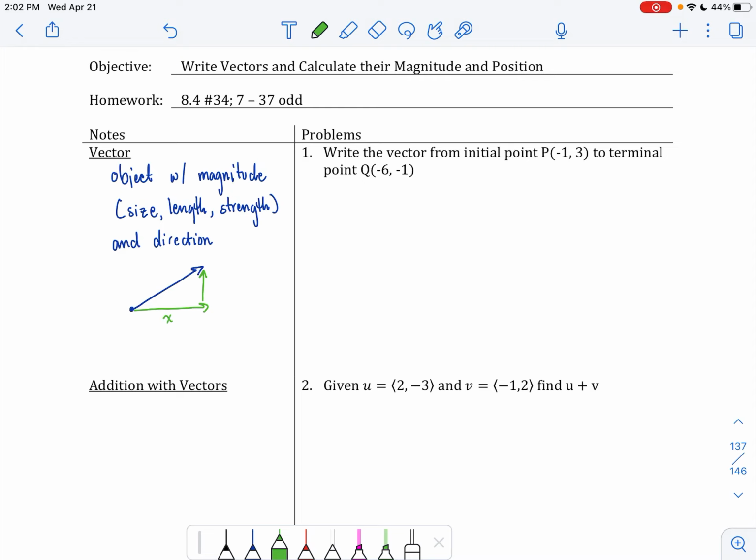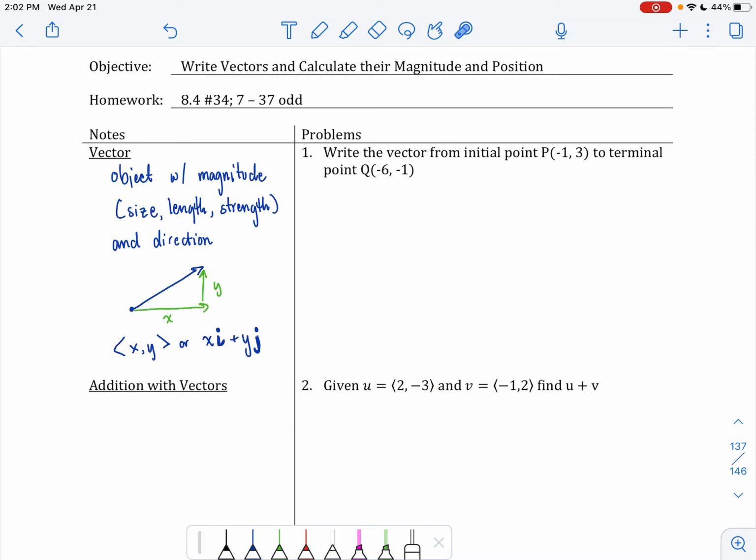If this has a length x and this has a length y, you could write the vector as a parenthesis, but it's pointed on the end. So you could write it as <x, y> like that. Or you could write it as x i, and that i is usually really bold, plus y j, and the j you could really bold like that.